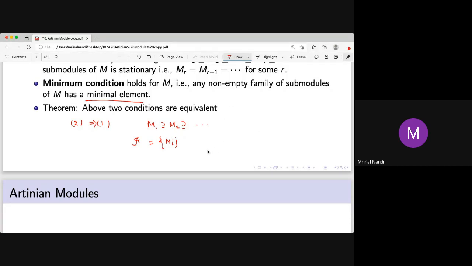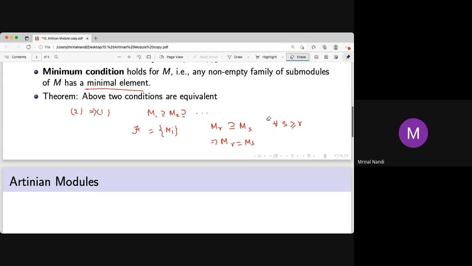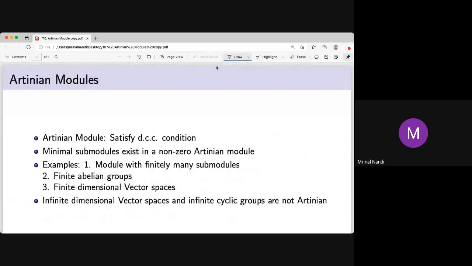So this has a minimal element, say it is Mr. Mr is the minimal. And what is the meaning of that? The meaning is, if you take Ms, as in the descending chain condition, for S greater than r, then since Mr is minimal, Ms must be Mr for all s greater than r. So since it is the minimal thing, the DCC holds. So 2 implies 1 is rather easy.